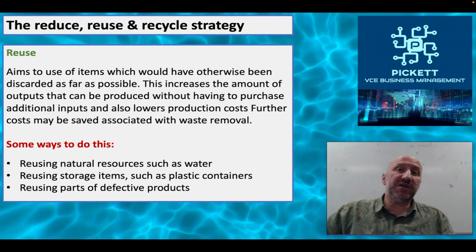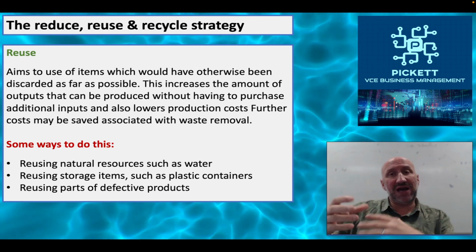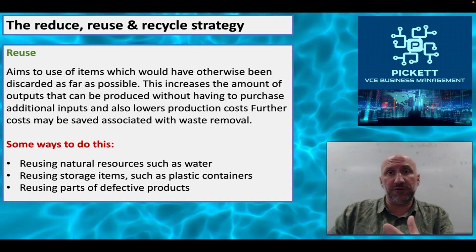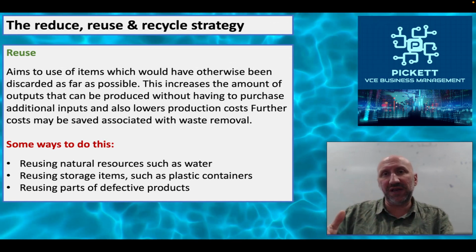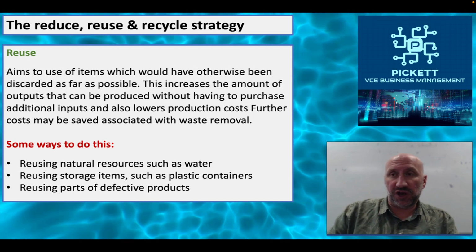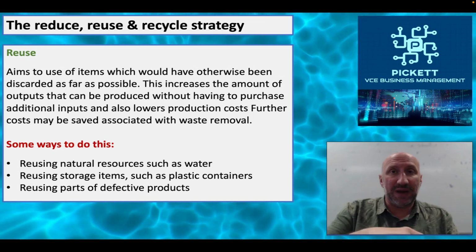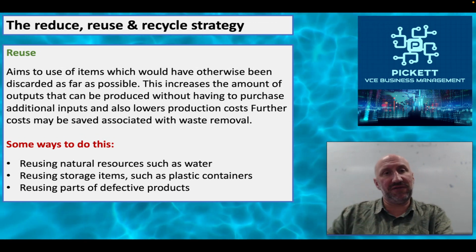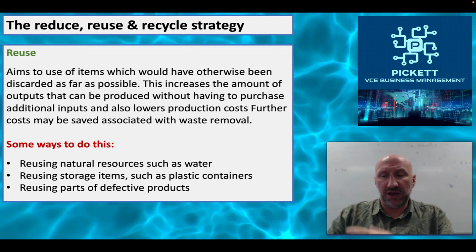And maybe reusing parts of defective products. So if you have some defective product, it may be made up of lots of components. Do you need to throw away the whole thing? Or are there parts of that defective product that you could extract and reuse back in the production process? So again, you're minimizing the amount of stuff that you're having to throw away. Okay, hopefully that makes sense.